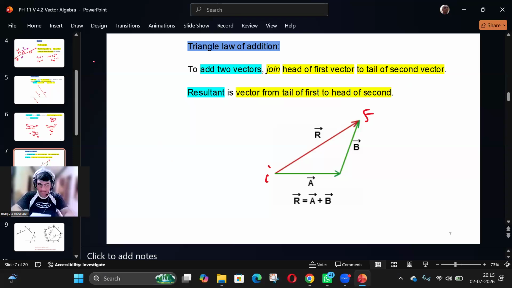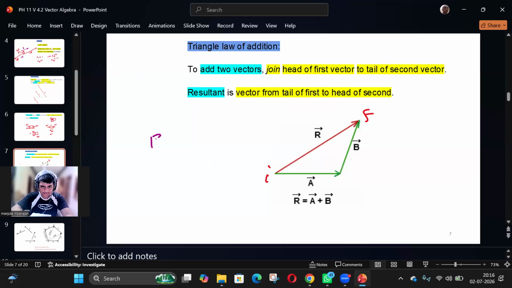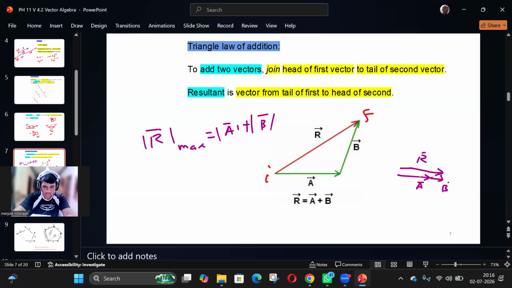From this I can say the maximum length R can have is A plus B. The length of R, that is, I have to represent as magnitude. This maximum length is the length of A plus the length of B. That will happen when A and B are like this. A is like this, B is like this. Then R is this one. In this case, R will have the maximum value.